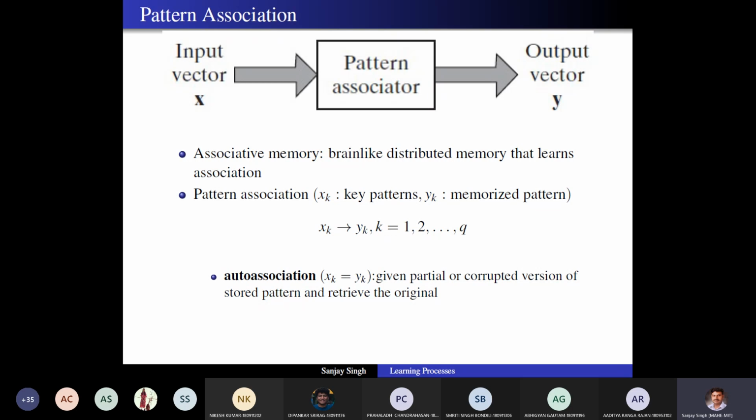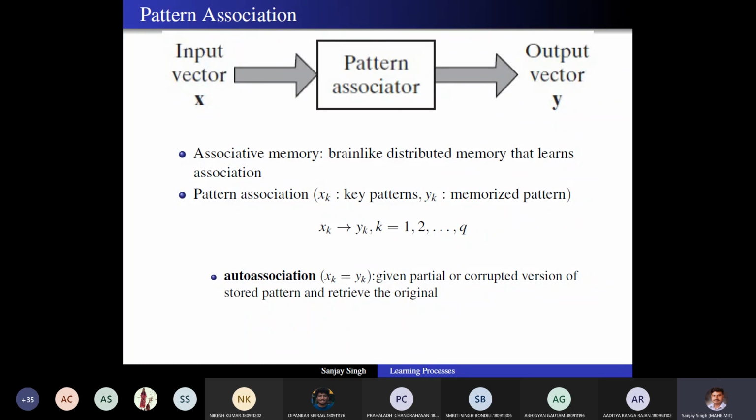So pattern association is basically of two flavors, vanilla and blackcurrant, not exactly this way. What I mean to say is auto association, that is xk equal to yk, meaning the memorized pattern is exactly the same as whatever the input pattern is. So this is called auto association. Given a partial or corrupted version of the stored pattern, we retrieve the original signal, right?